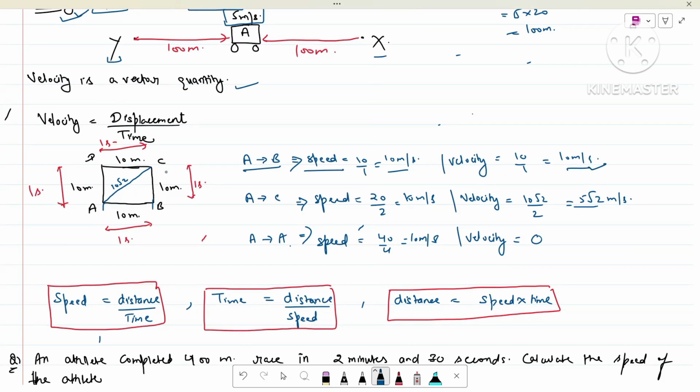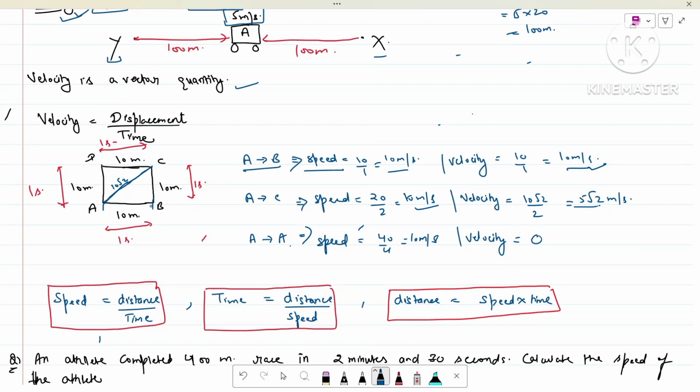Now, when person has reached from point A to C, he has covered the distance AB first, then from B to C, he covered again 10 meter. 10 plus 10, 20 meter in 2 seconds. So his speed is again 10 meter per second. But velocity is displacement by time. And displacement is shorter distance. So when person has reached position C from A, his shorter distance is this. It is 10 root 2 meter. So velocity will be 10 root 2 divided by 2, that is 5 into root 2 meter per second. So in first case, we have seen the velocity and speed have same value. But in this case, velocity is less than speed.